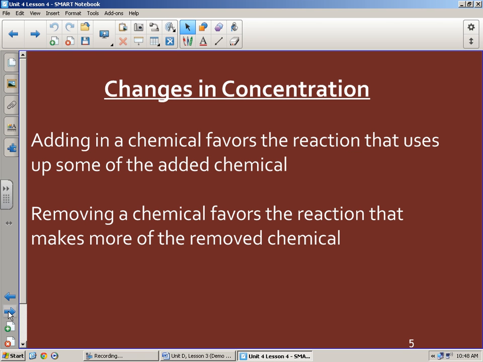If I take out a chemical, we didn't do that in the lab because it's hard to pick out the chloride ions, or to take out just the water. But if I take out a chemical, the system tries to replenish that chemical. If I take something out, it's going to try to make more of it again, because it's no longer in that equilibrium system.